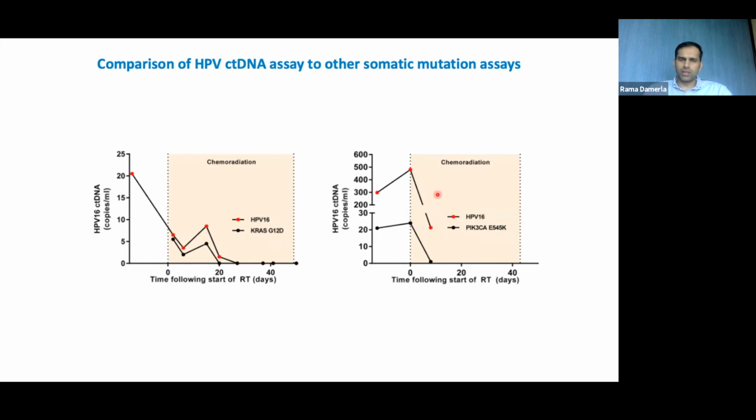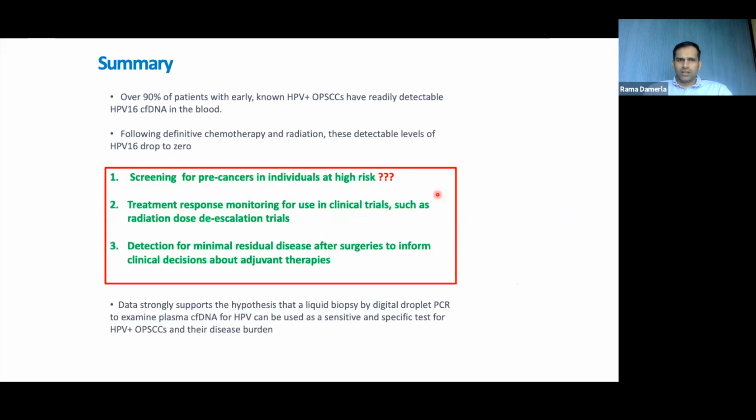But a lot more work has to be done to really show that HPV16 is a better biomarker compared to the driver mutations. So to summarize, our test is pretty sensitive and can be used for screening of cancers at high risk.